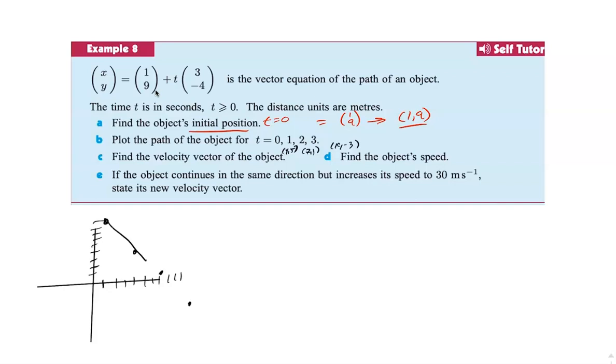So it's kind of going in this direction. So that's the path of the object. This is B. So that's the path of the object for 0, 1, 2, 3, right? Just plug in 0, plug in 1, plug in 2, plug in 3, plot the points. Find the velocity vector of the object.